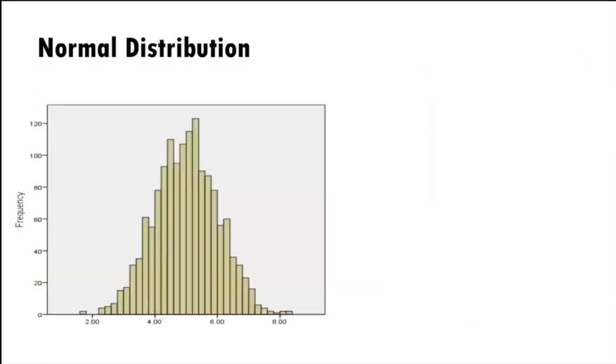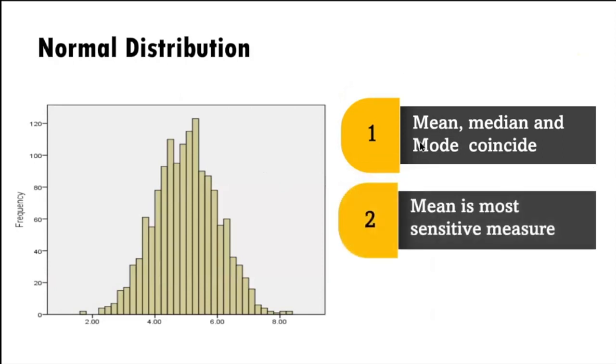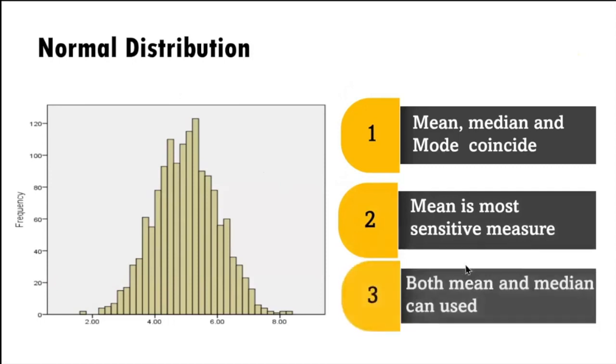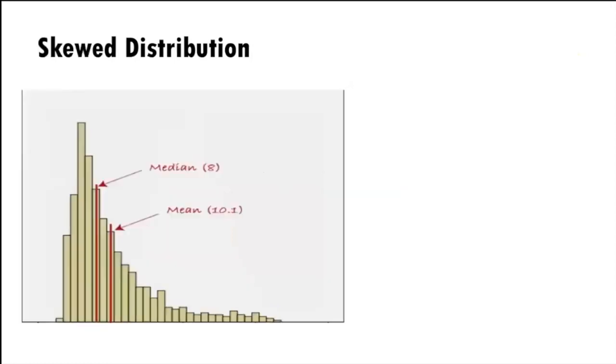So if the data is normally distributed, this is the histogram of normally distributed data. In that case, the mean, median, and mode will coincide. That means they will have the same value, and mean is the most sensitive measure, and both mean and median can be used if the data is normally distributed.